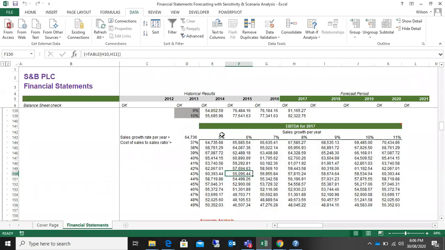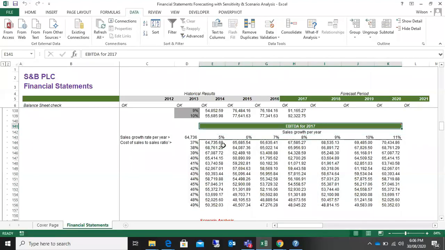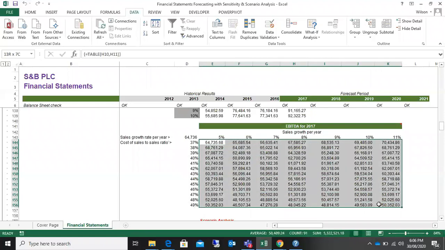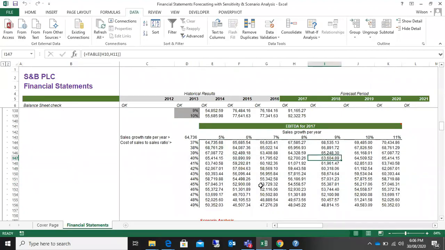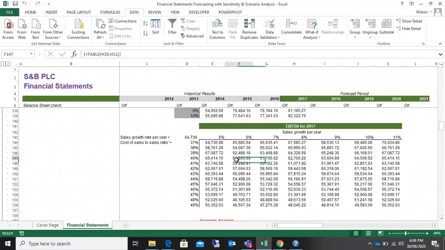So now let's interpret this. What this means is that we have sales growth rate within this range, and we have cost of sales to sales within this range. So these are the various impacts on EBITDA. You can see this makes a lot of sense because it is actually a holistic view. So you can do this to show the impact for different years.